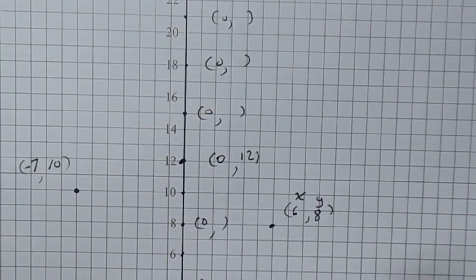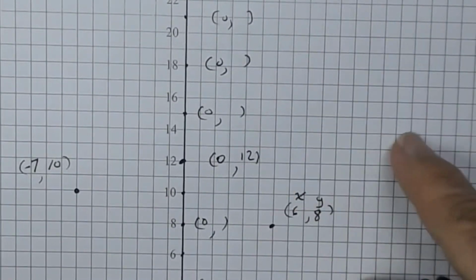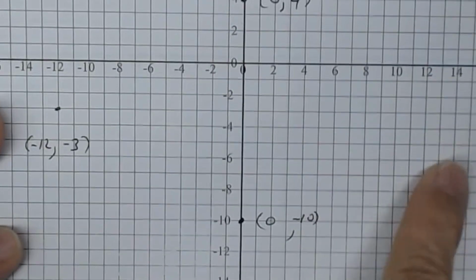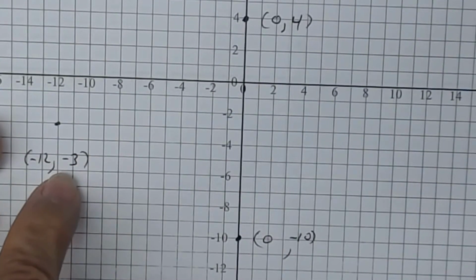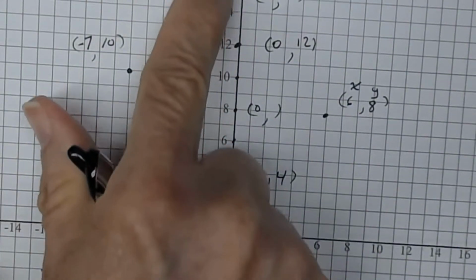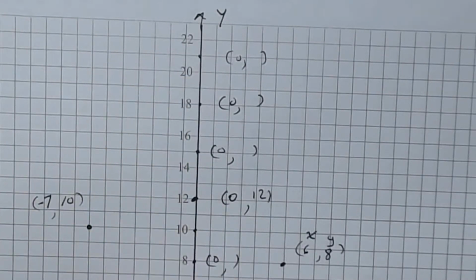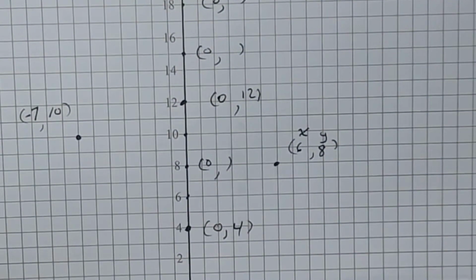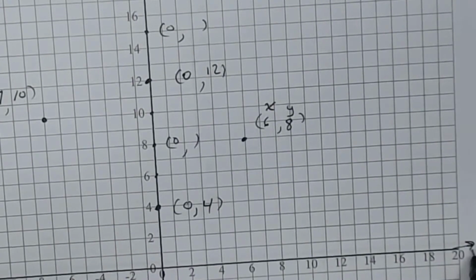Okay? If you're in quadrant 1, quadrant 2, quadrant 3, or quadrant 4, notice that none of these coordinates are zeros. Only on the y-axis is your x-coordinate 0. Now let's look at the x-axis.